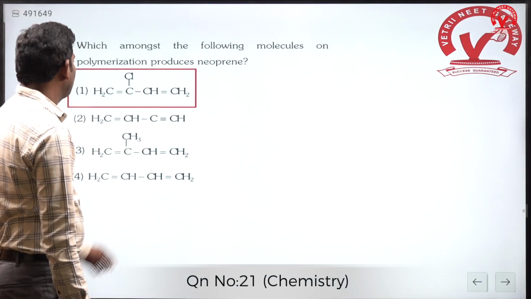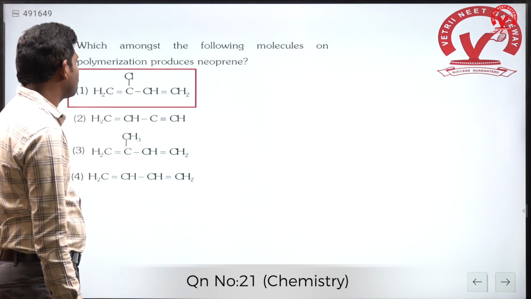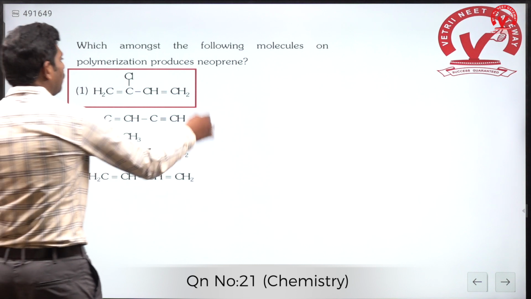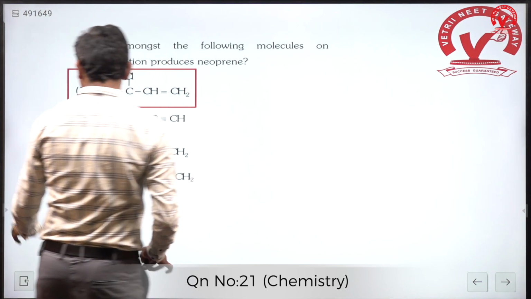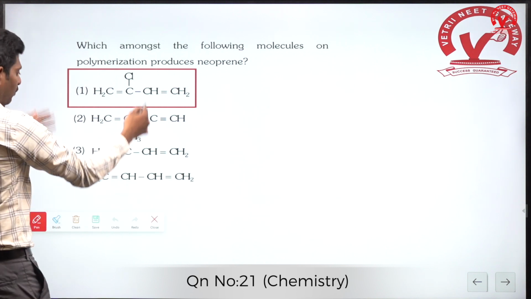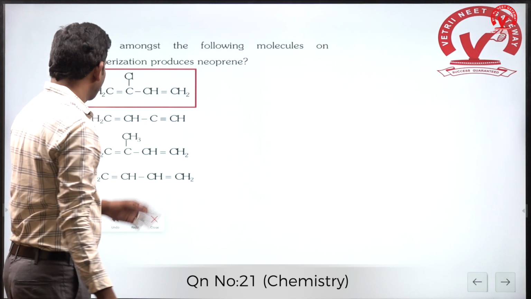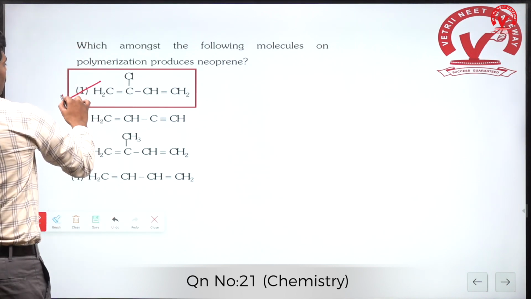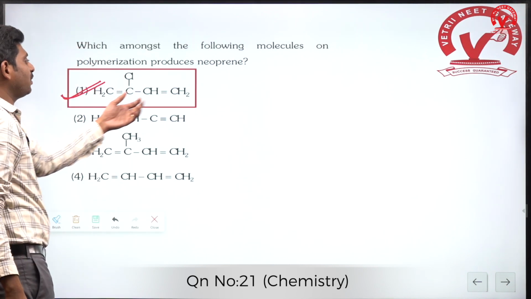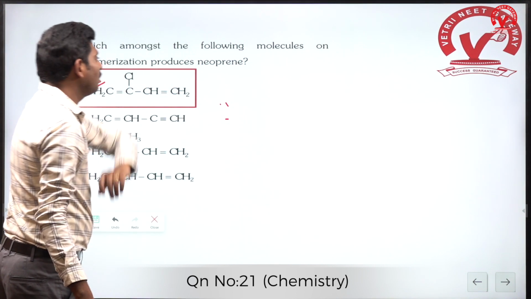Which amongst the following molecules on polymerization gives neoprene? Neoprene is formed from the monomer chloroprene. So this is the chloroprene, direct answer. Very easy, direct question. These chloroprene molecules, the monomers, are polymerized to form neoprene.